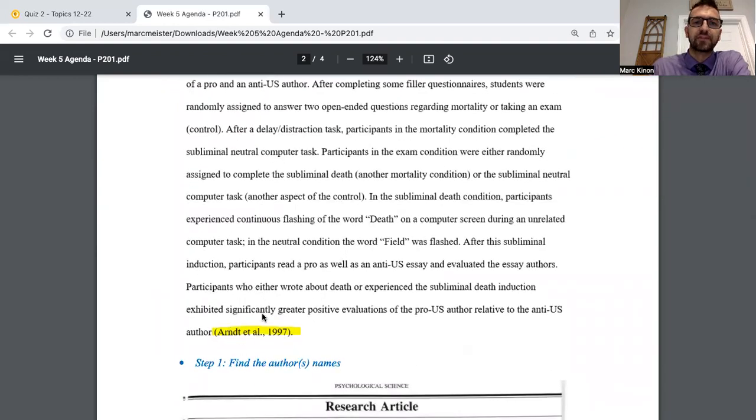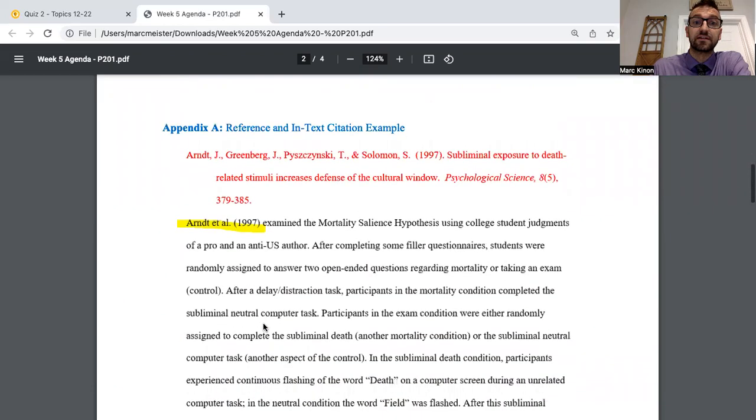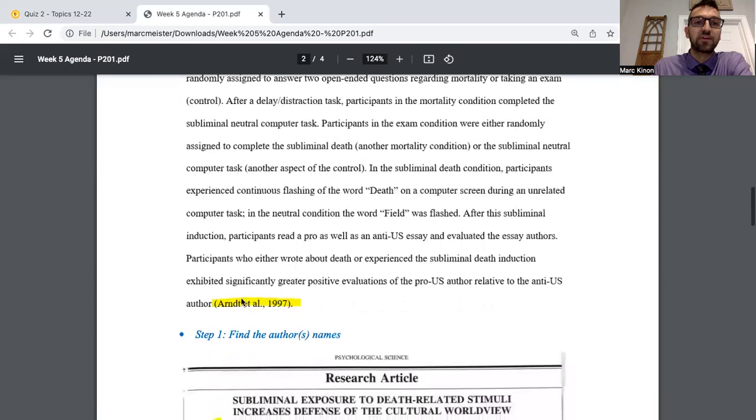And the parenthetical citation. So Arndt et al., and again, I did "et al." because it's what, 3 or more authors. Arndt et al., 1997, examined the mortality salience hypothesis... And here I just ended it with Arndt et al., 1997.